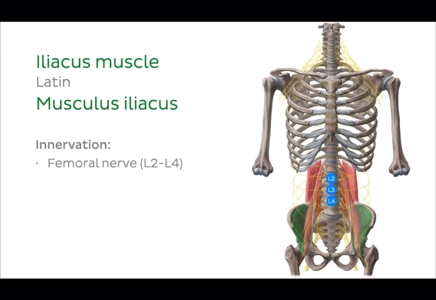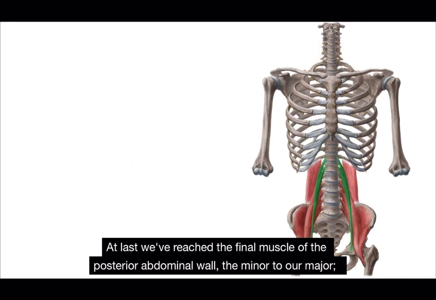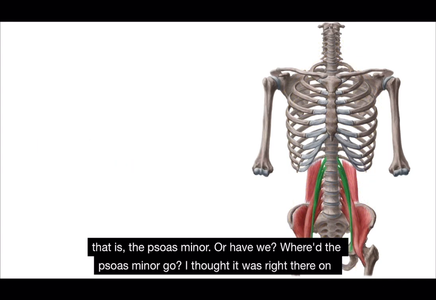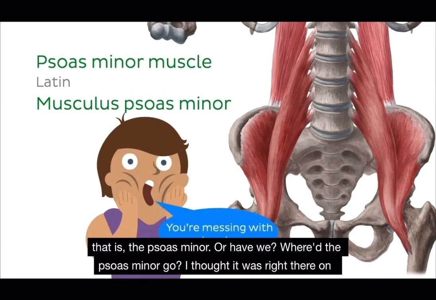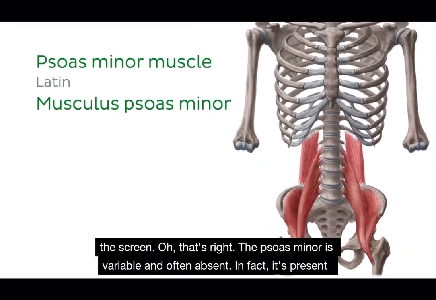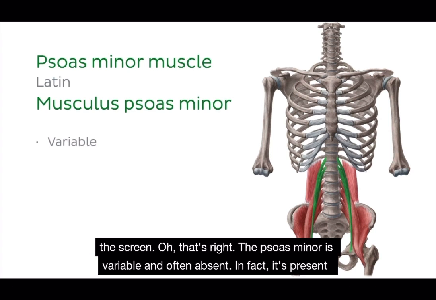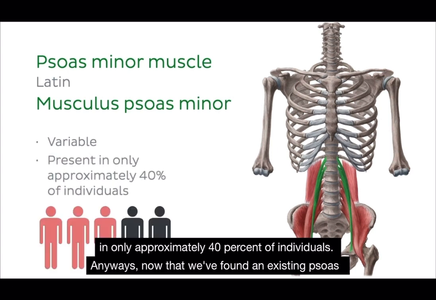the femoral nerve. At last, we've reached the final muscle of the posterior abdominal wall, the minor to our major, that is, the psoas minor. Or have we? Where'd the psoas minor go? I thought it was right there on the screen. Oh, that's right. The psoas minor is variable and often absent. In fact, it's present in only approximately 40% of individuals.